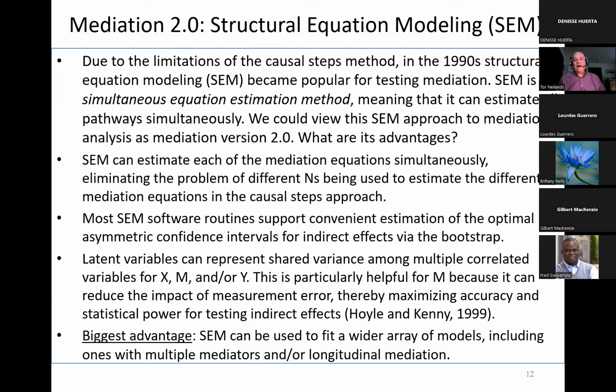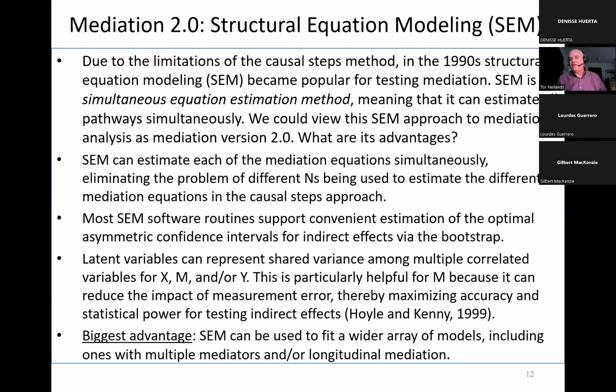Another thing is that most SEM software routines support convenient estimation of optimal asymmetric confidence intervals via the bootstrap. So the idea behind bootstrapping is you take samples of size n from your original sample over and over and over again. And in some samples, a given participant might be represented more than once, whereas certain other participants might not appear at all. But what it allows you to do is basically by resampling and then generating that estimate over and over and over again, let's say the A times B estimate, you're able to build an empirical distribution for what that estimate looks like. And then you can go to the tails at the 2.5th percentile and at the 97.5th percentile and say, well, that's my confidence interval for this asymmetric indirect effect.